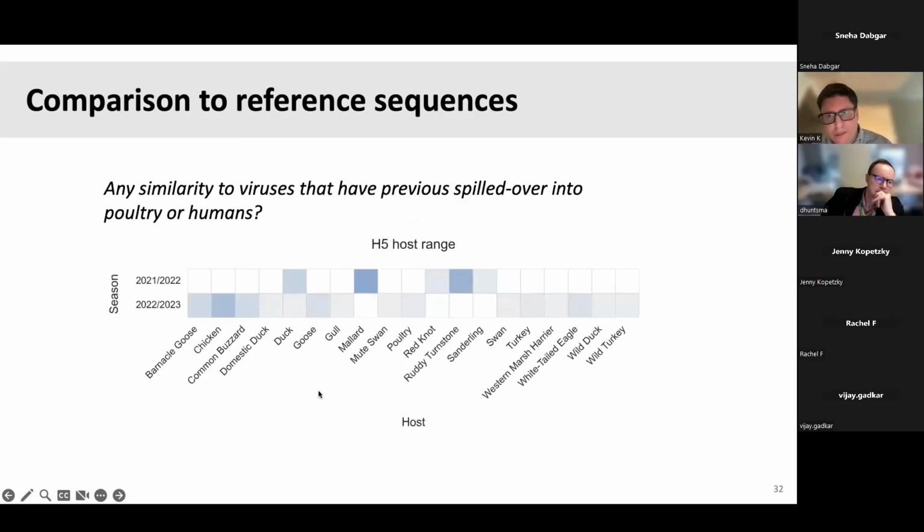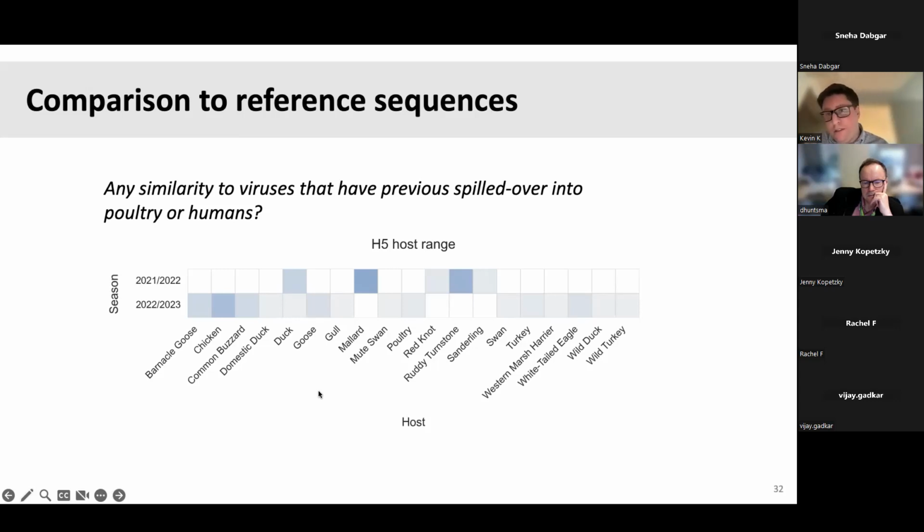Now, here's the same type of heat map, but this is for host species instead of clade. And what you can see is that in the first season, the H5 fragments that we recovered were most similar to viruses detected in waterfowl, especially mallards. And none of them were similar to viruses that had previously spilled over into poultry.